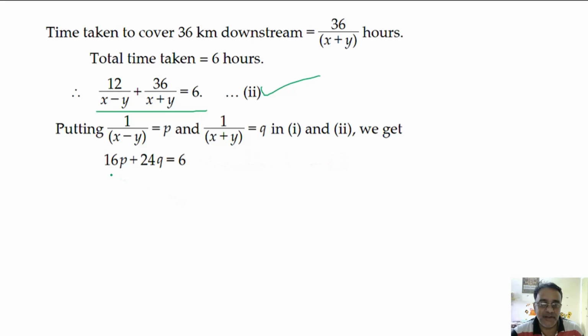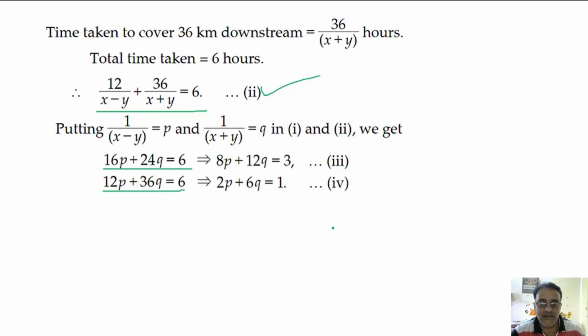One minute, let's simplify this first, we will divide all by 2. So we'll get 8p plus 12q is equals to 3. Now the second equation is 12p plus 36q is equals to 6. Again divide all by 3. No, we'll divide it by 6 because 6 is common here. 2p plus 6q is equals to 1. Let it be equation number 3 and 4.